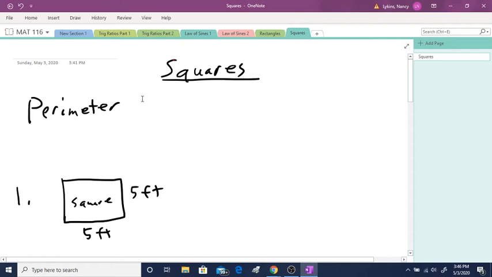Okay, welcome back. Today I'm going to talk about squares. First, I'm going to start talking about perimeters, and then I'm going to talk about area of squares. So first, let's think about perimeter of a square.